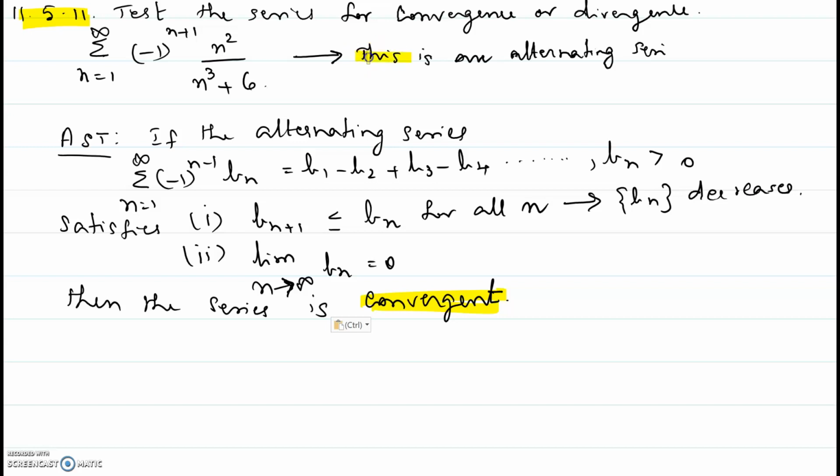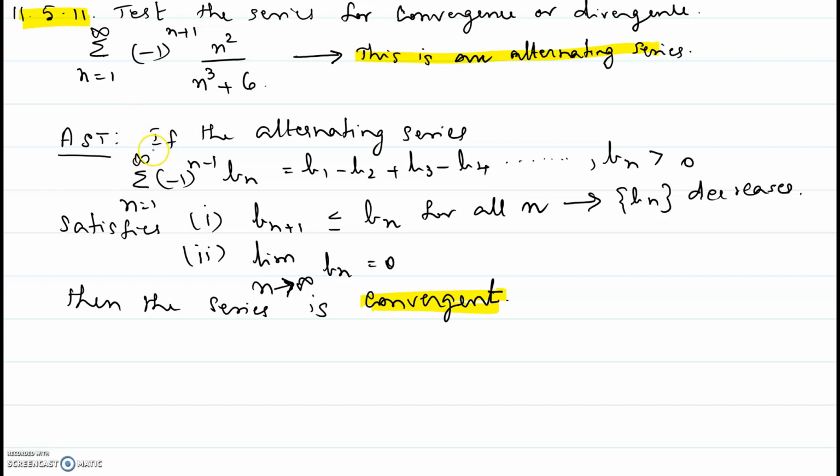We notice that this series is an alternating series, because of the fact that we have negative 1 to the power n plus 1 in front of the positive terms. Negative 1 to the power n plus 1 changes sign alternately. So it is positive when n equals 1 and then negative when n equals 2 and so on. So it is an alternating series, and it makes sense to apply the alternating series test.